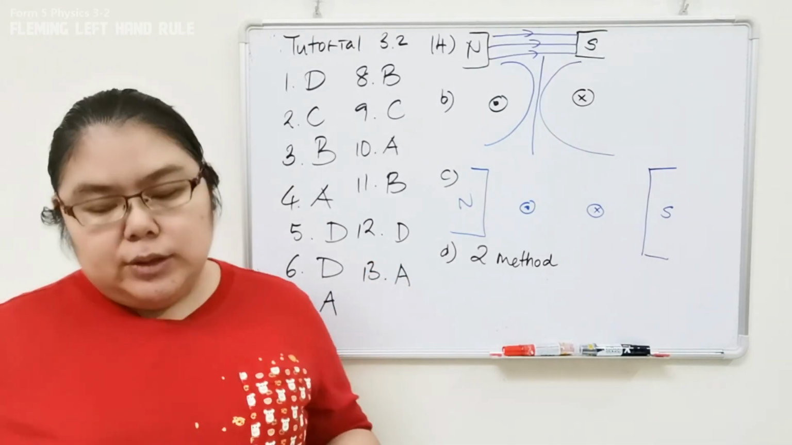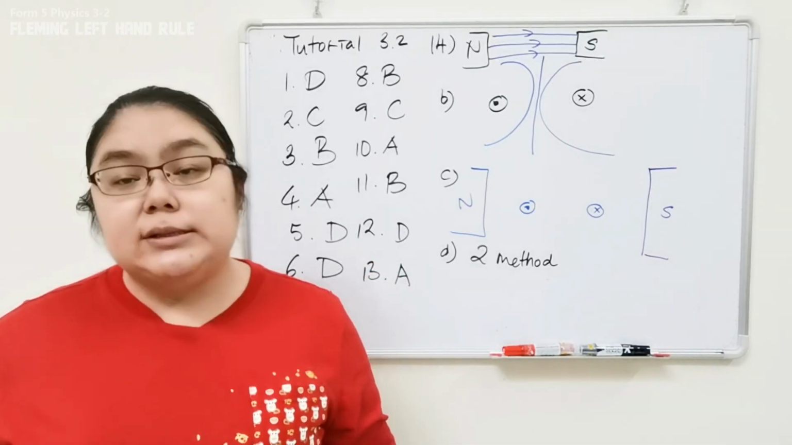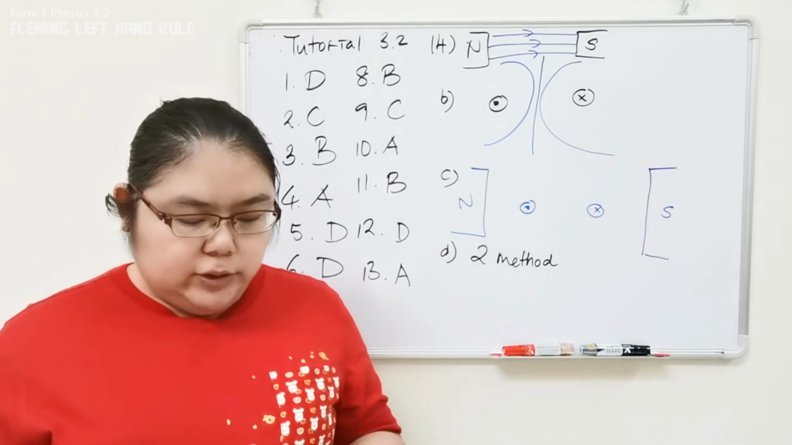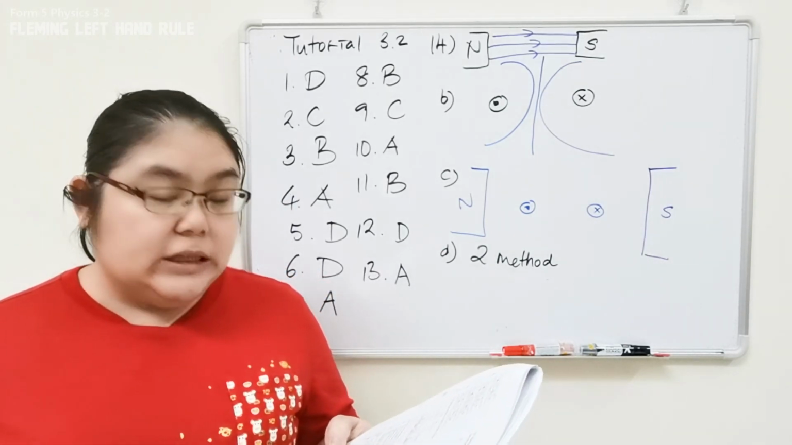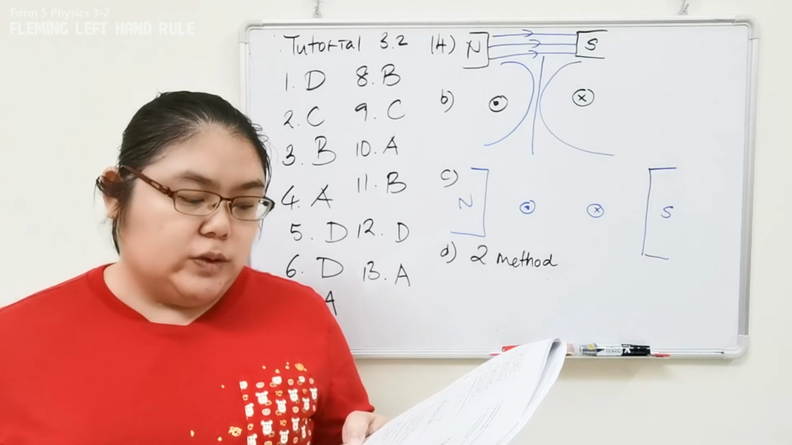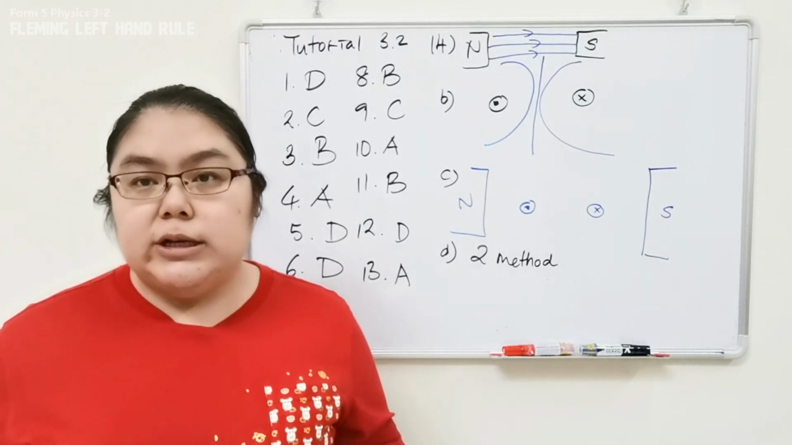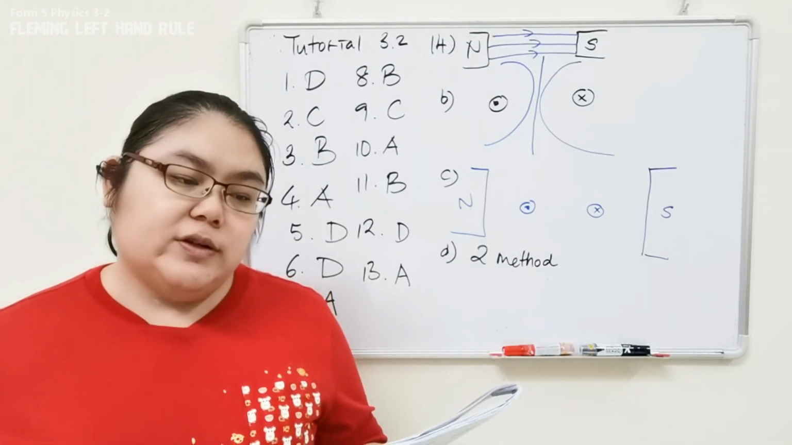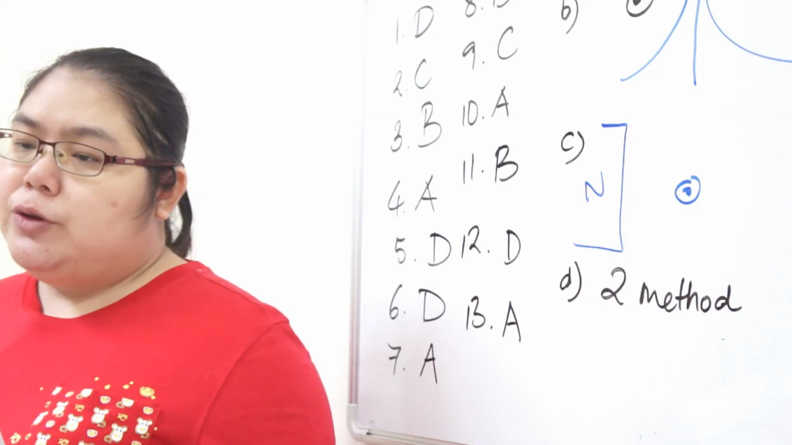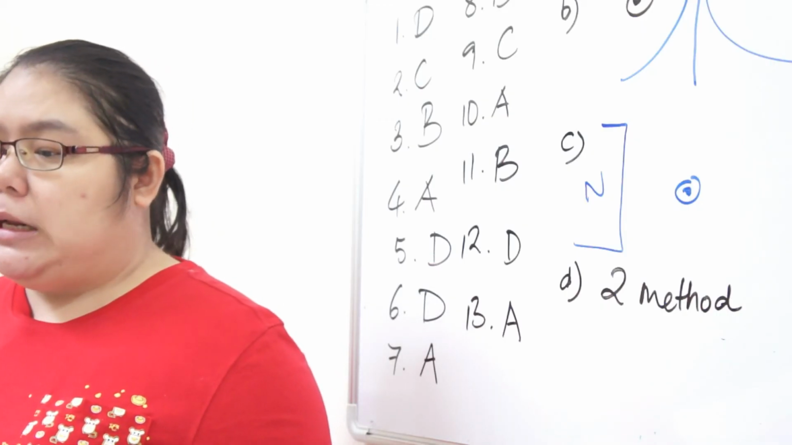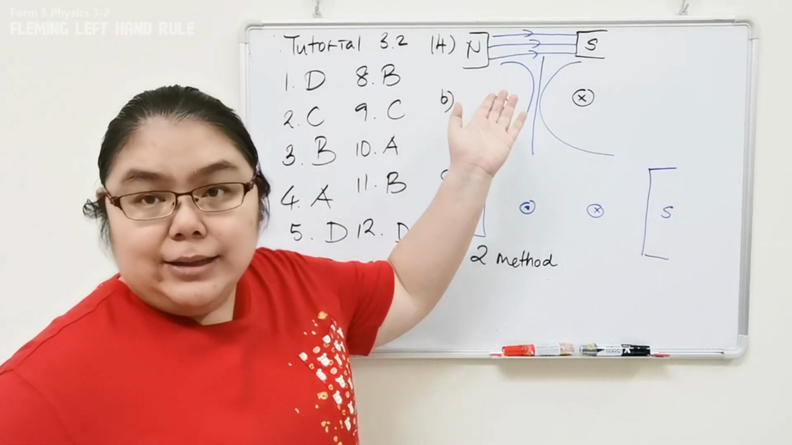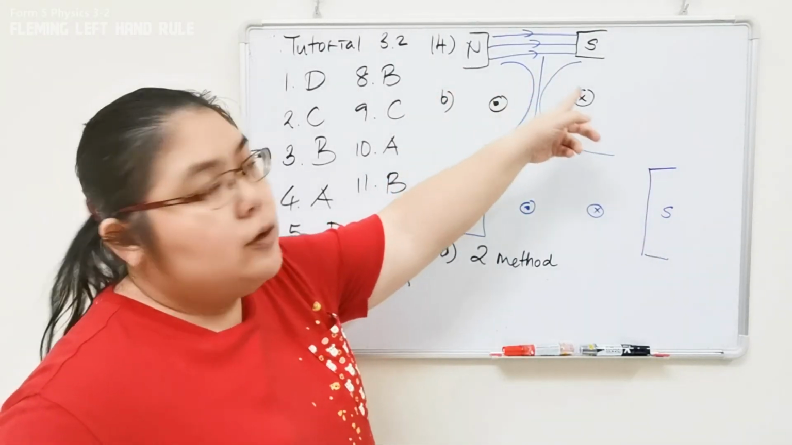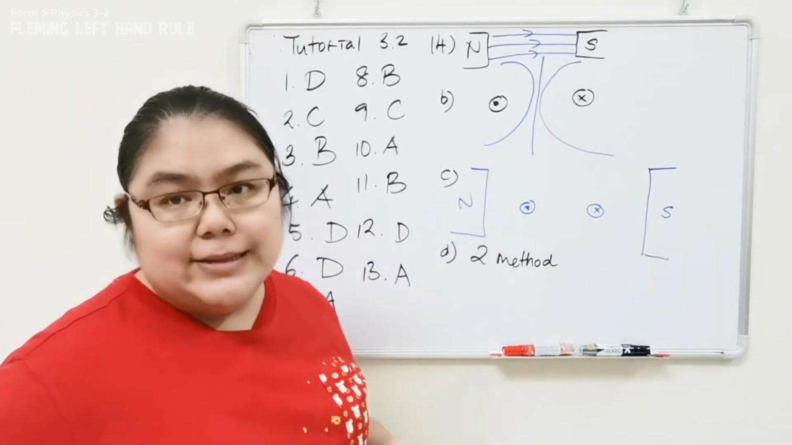Okay, now I want to go to the structured questions. Question 14 shows two permanent magnets with different poles, a north and a south, placed close to each other. For the first question, they want you to draw the pattern of the magnetic field. When we draw the pattern, just draw normal straight lines from the north to the south, then label the direction.